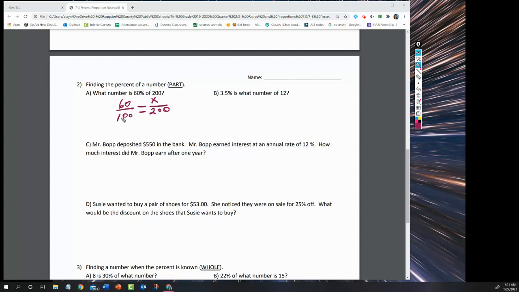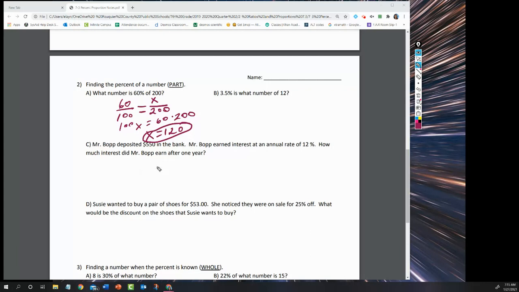Now that I have my proportion, I can cross multiply. 100x is equal to 60 times 200. You do your calculations, 60 times 200, you divide by 100, and you're going to find that x is equal to 120. So 120 is 60% of 200.